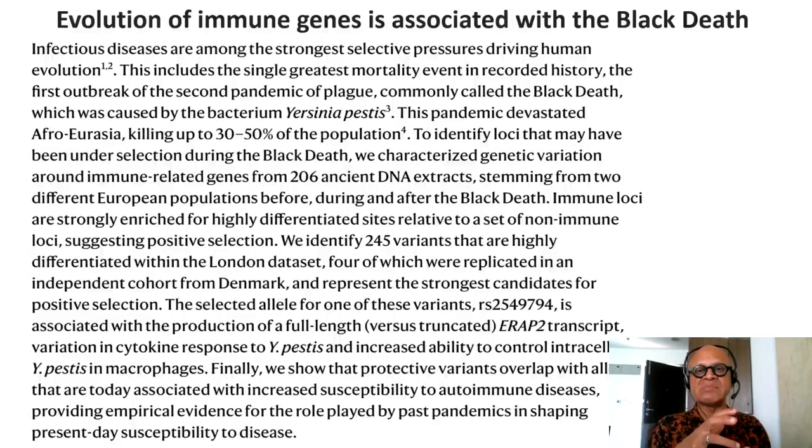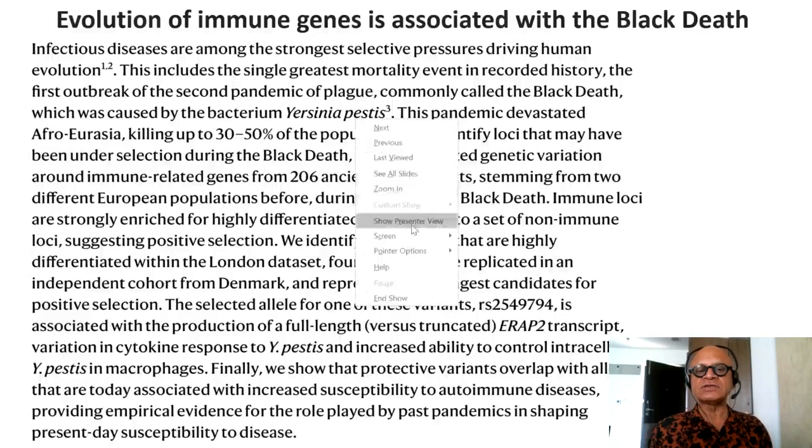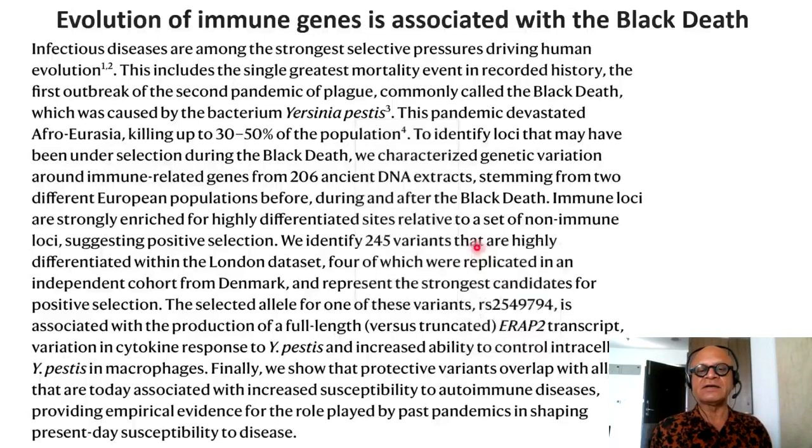We have focused on climate, but this is a good example of how a massive impact of a disease and the mortality due to that disease has impacted the evolution of immune genes in all of us living now. So let's just go through it briefly and try to understand what they did.